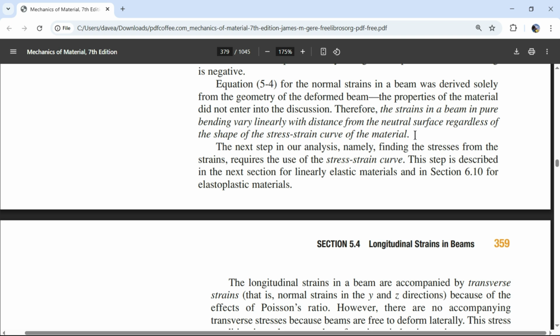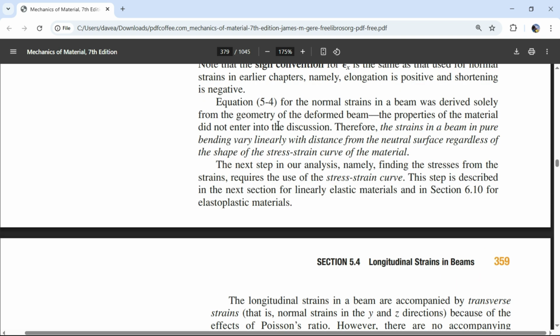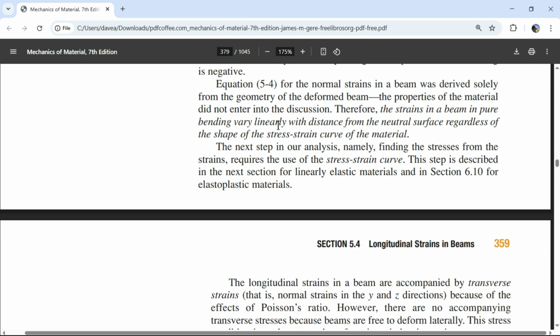Oh, that's interesting. So it doesn't even matter the strains in the beam. Yeah, that is fascinating. That is a head scratcher, because you're just like, what if you had material that wasn't linearly elastic? Yeah, it's kind of interesting.